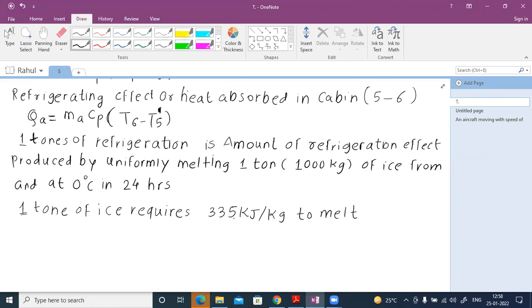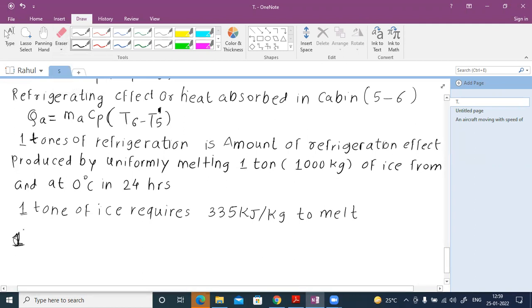Is that okay? See, this much amount of heat it requires to melt 1 ton of ice. So that means this much refrigeration effect will be produced. If you want me to calculate 1 TR, now 1 ton I will write down as 1 TR.